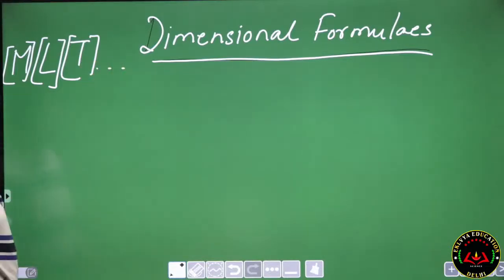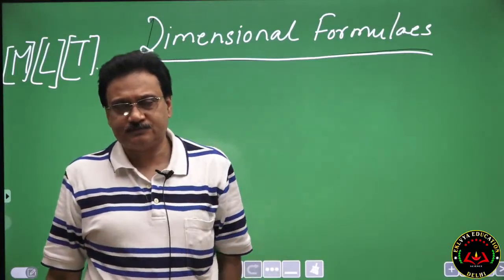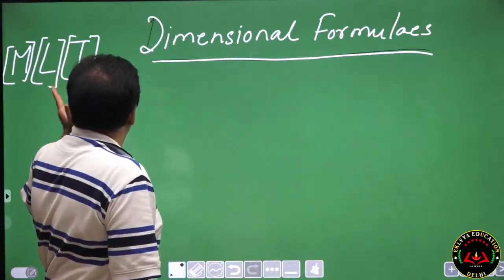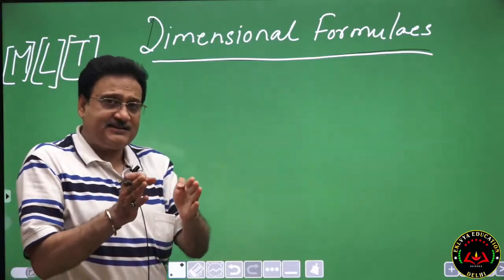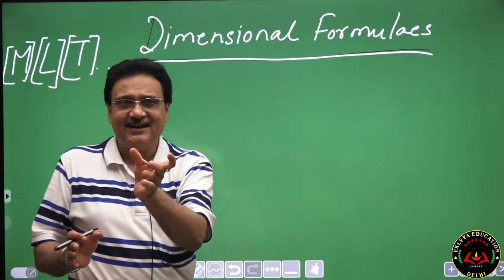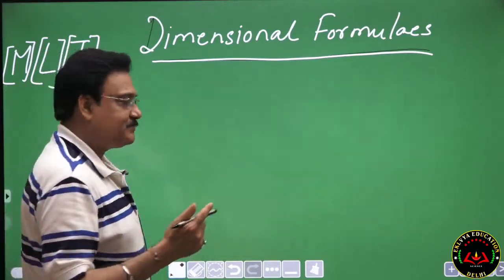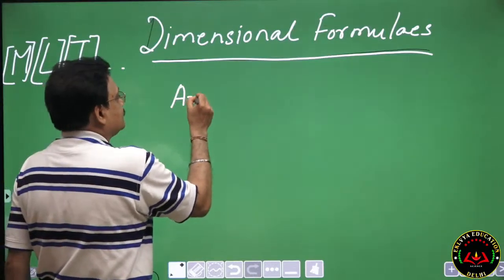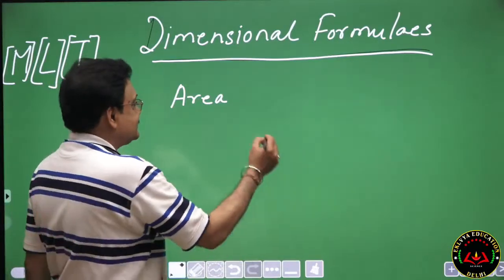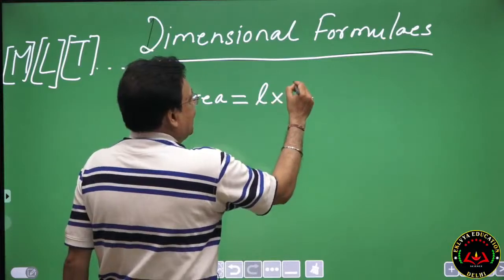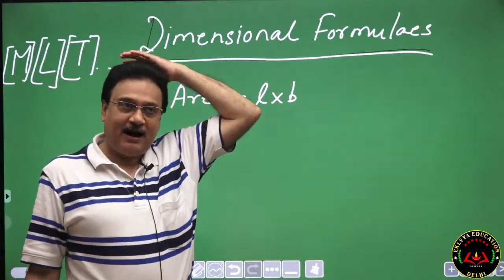You have ampere A, you have many others too. Now mass, length, time, T for time. So I'll explain how to write it dimensionally, and mathematical you already know. Let's start with area. Now area, what we write down, that is length multiplied by breadth, isn't it? It's length multiplied by breadth.